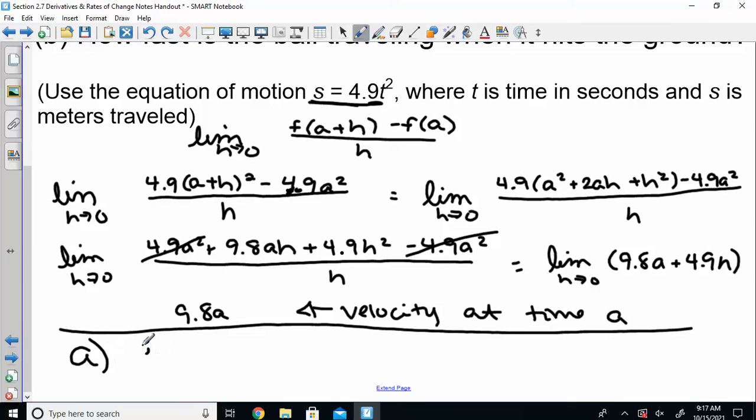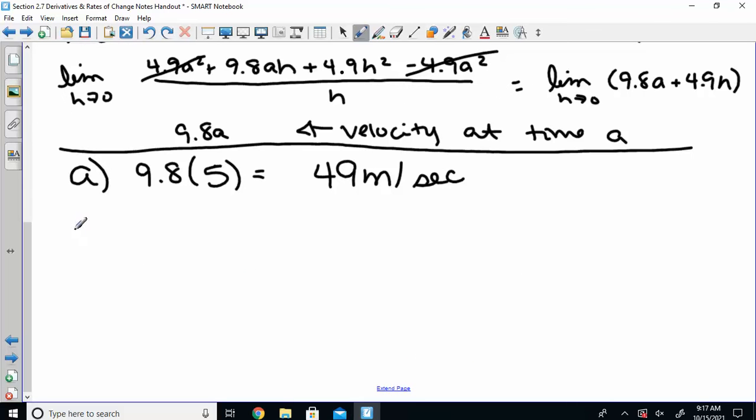This will be our velocity at a given point in time. So then, to do part A, I want my velocity after 5 seconds, so all we have to do is plug in at 5. And we get 49, velocity would be meters per second.